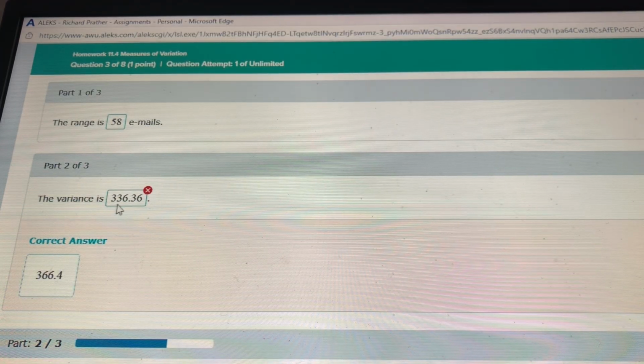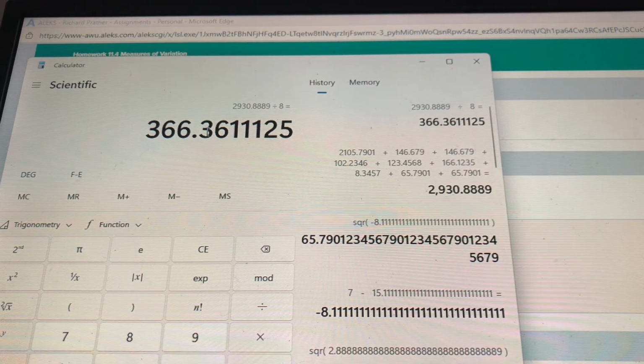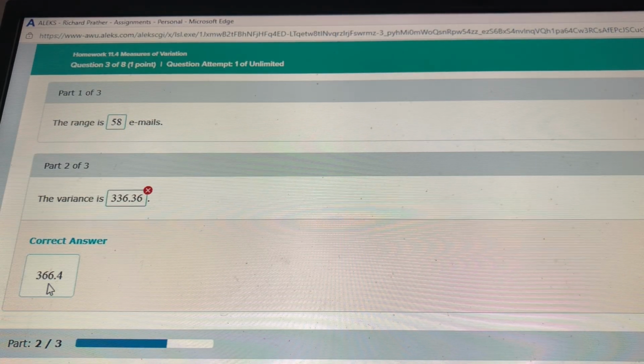See, 336.4. If I would have read that properly, I would have had the answer right. So 366. Did I have a... Oh, I did write it down wrong too. It was 366.4. So yeah, I made 2 mistakes. I didn't read it right, and then I put 2 3s instead of 2 6s.